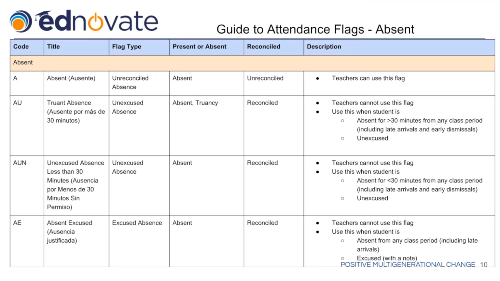This most often would only apply to an unexcused absence in advisory in first period, because they could come in just a few minutes into first period and they would need to be marked as an unexcused absence less than 30 minutes for advisory, so it doesn't count as a truant absence, and then they would be marked as an unexcused late arrival in first period. But again, that's not truancy because they arrived within 30 minutes of the school day starting. And then an excused absence is used for any absence that is excused.